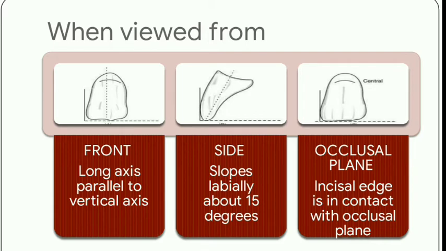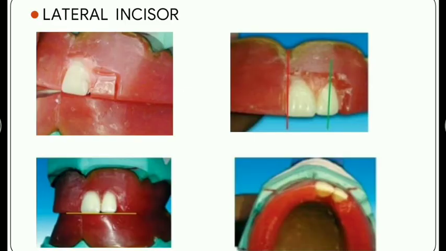These two lines should be parallel to each other. And when it is viewed from the side, it slopes labially about 15 degrees. And when it is viewed from the occlusal plane, the incisal edge is in contact with the occlusal plane. Next, placing the lateral incisor.